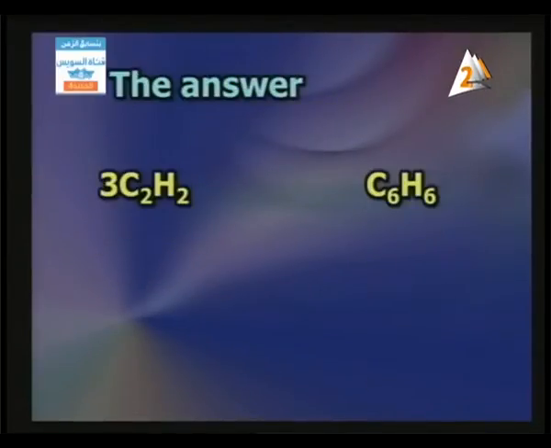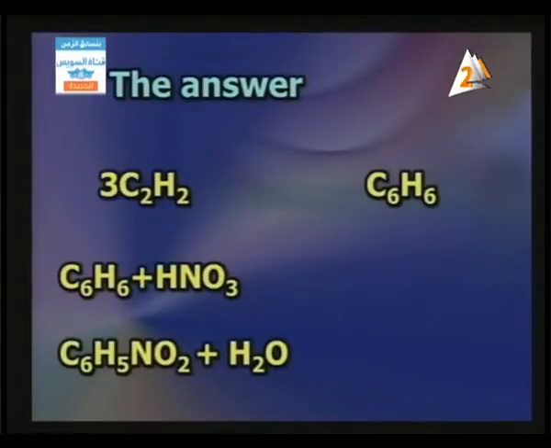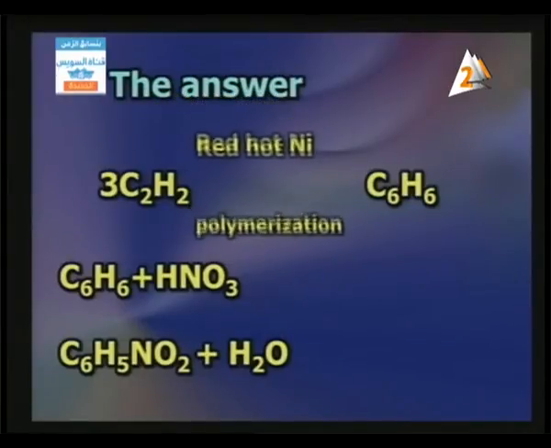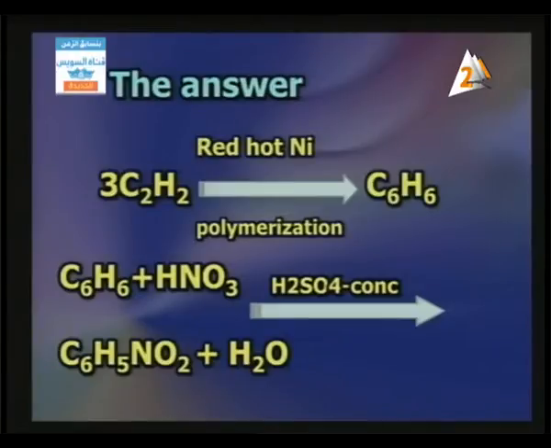The answer directly for this type, I'm beginning with 3C2H2 to obtain C6H6. Do you think this can be? Yes, but it can be done in many steps. As a beginning, we have red hot nickel in polymerization. Directly it will be benzene. After that, this benzene reacts with HNO3 in the presence of concentrated sulfuric acid. The answer after that is C6H5NO2 plus water. Good question, good answer.